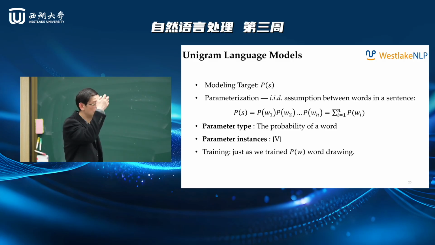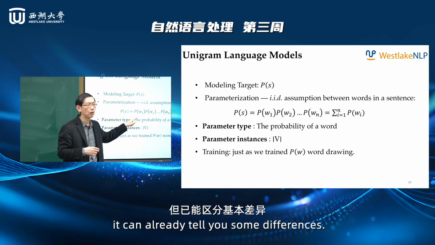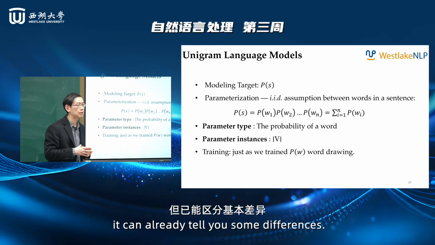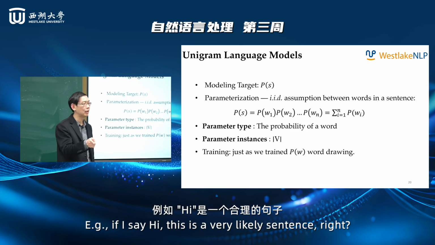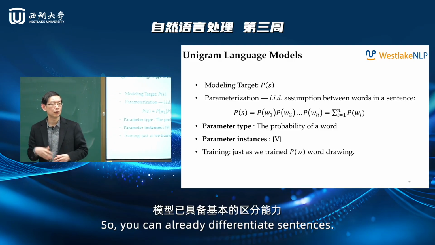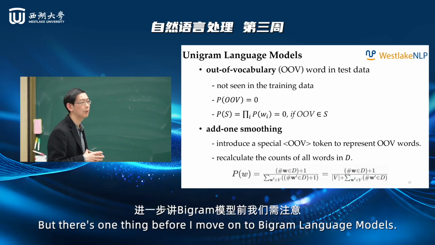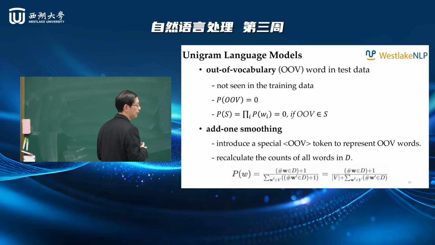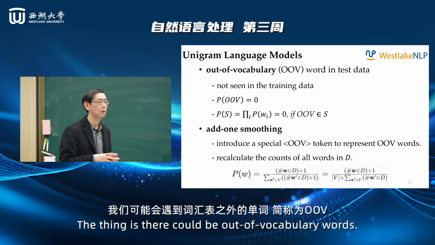So although it doesn't consider the word order, it can already tell you some differences. For example, if I say hi, this is a very likely sentence, right? But if I meet you, I say hyperbole, it's a very unlikely sentence, right? So you can already differentiate sentences. But there's one thing, before I move on to bigram language models, the thing is, there could be out-of-vocabulary words.